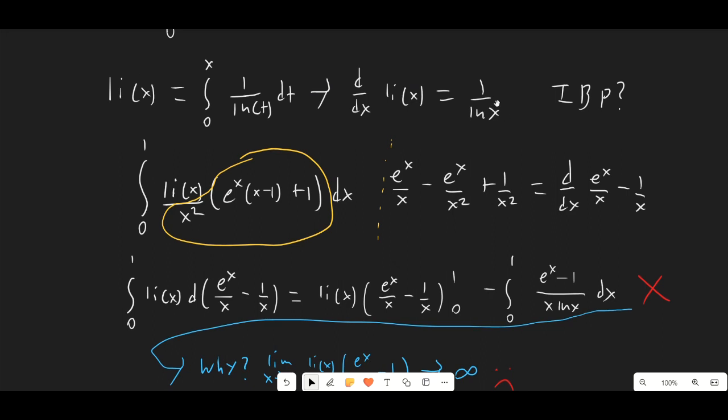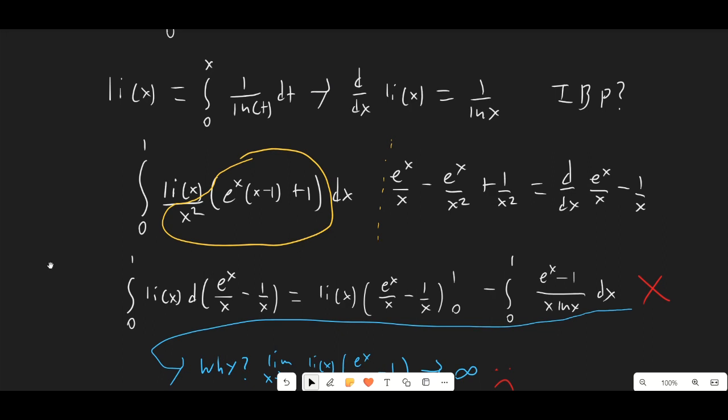So what we notice then is that we have to take everything that isn't Li(x), and we're going to have to integrate that if we want to differentiate Li(x) using integration by parts. So taking a look at this is going to end up giving us e^x over x minus e^x over x squared plus 1 over x squared. And this is definitely the little trick that is going to let us make a lot of progress on this integral: this is actually the derivative of e^x over x minus 1 over x.